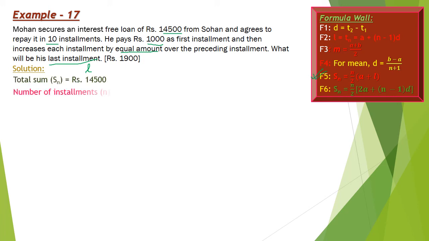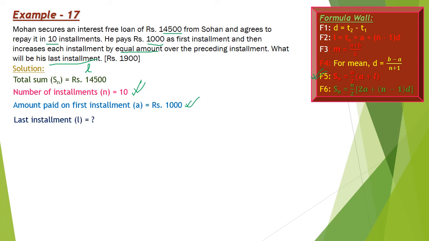The total sum to be paid is 14,500. It is an interest-free loan, and the number of installments is 10. It is completed in 10 installments, and the amount paid at the first installment is 1,000. You can see 1,000 is paid, and we don't know the value of D. The last installment we have to find out, so this formula must be used.